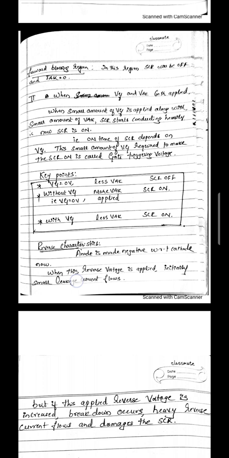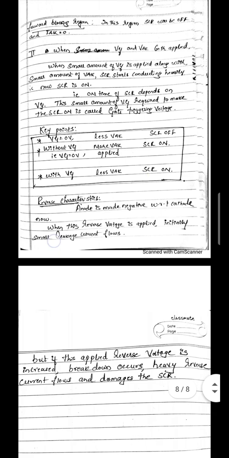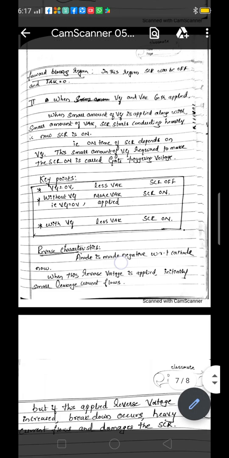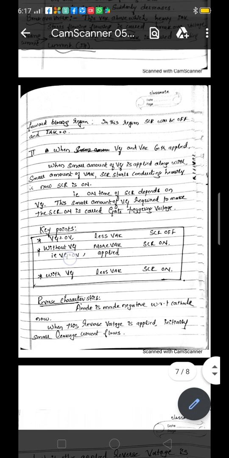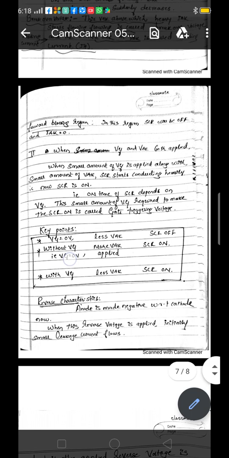Always, in every answer, in every page, in every set of notes, there are key points. Don't forget to write these key points in your answer. So this is all about the SCR. One more thing is left, that is the phase control application of the SCR, which you will get in the next video. In this video, you have learned what is SCR.